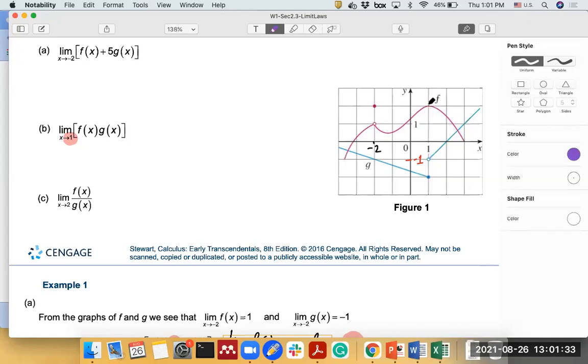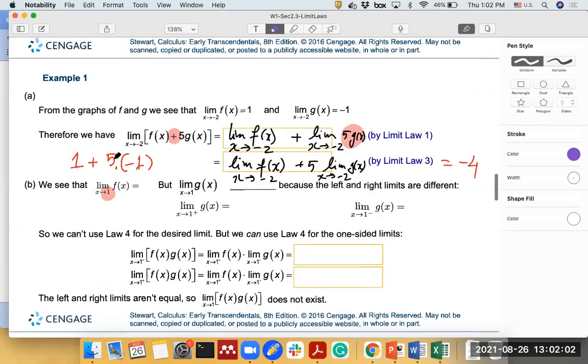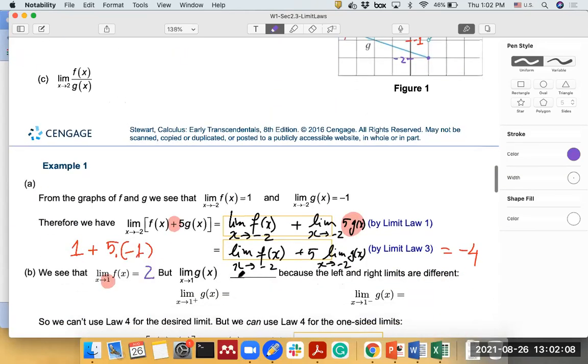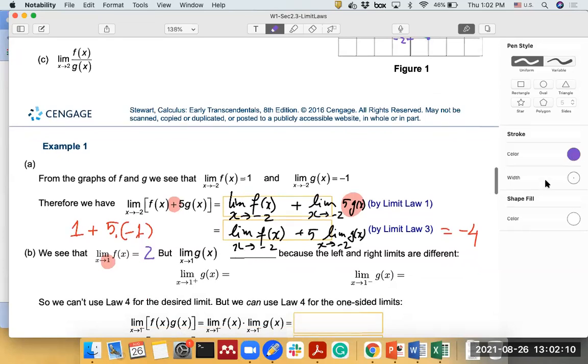So look at this. In the graph, what is the limit of f(x)? f of 1, yes, 2, very good. What is the limit of g? Good, it does not exist. Why? Yeah, the left-hand limit, what is it? -2. How about the right-hand limit of g? -1, right? So we see that the limit of f(x) is 2, but the limit of g does not exist here.